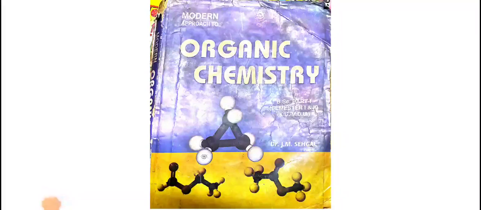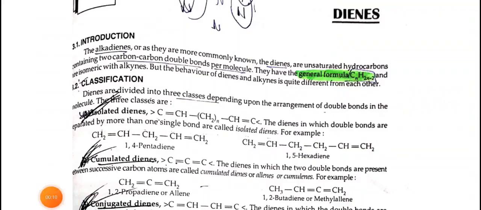I am going to read the chapter Dienes of Organic Chemistry from the book Modern Organic Chemistry by Dr. J.M. Sehgal. Chapter 3: Dienes. 3.1 Introduction.